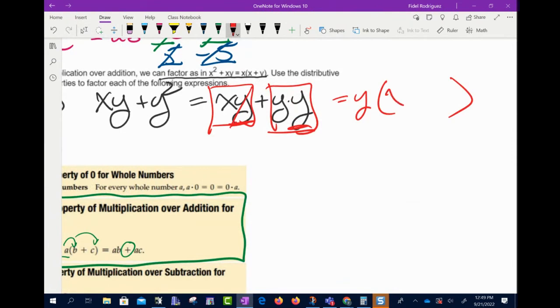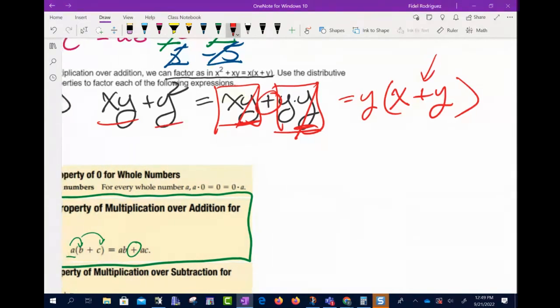Now, if I take the y away from here, I'm left with an x. And if I take one of those y's away, I'm still left with another y. And what do we have in the middle? We had a plus, so we keep it with a plus, okay? And if I wanted to check my answer, I could say, look, y times x, same thing as xy, and y times y, same thing as y squared, okay?